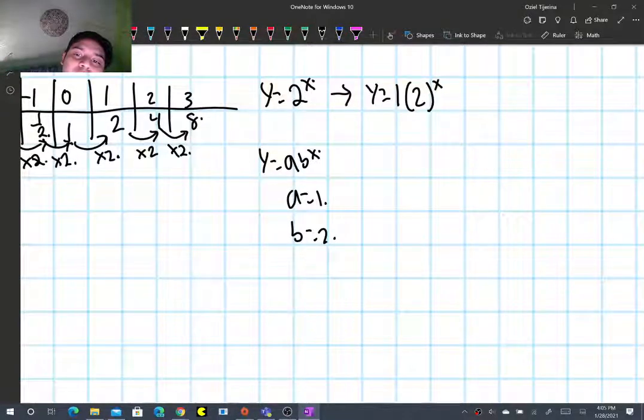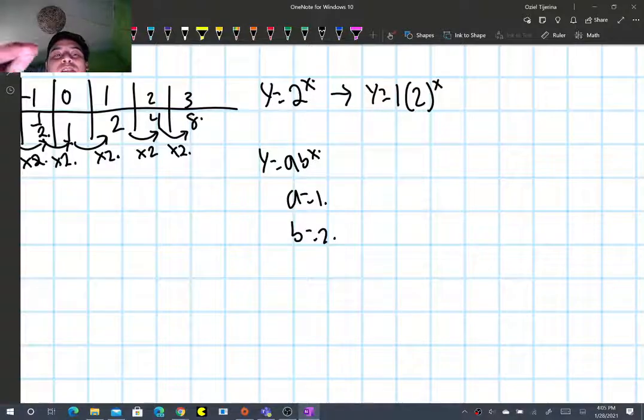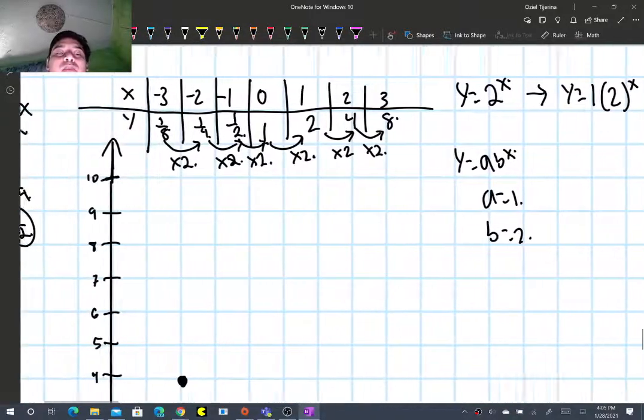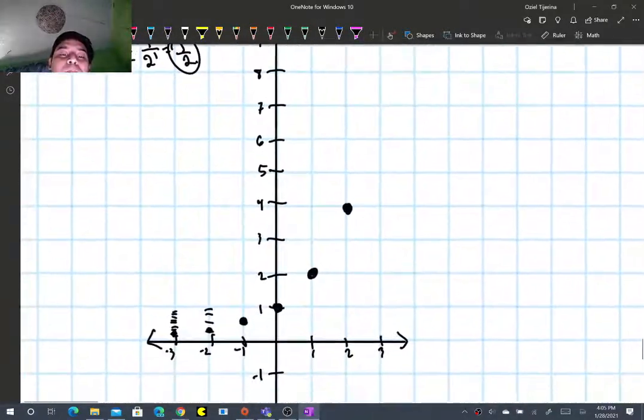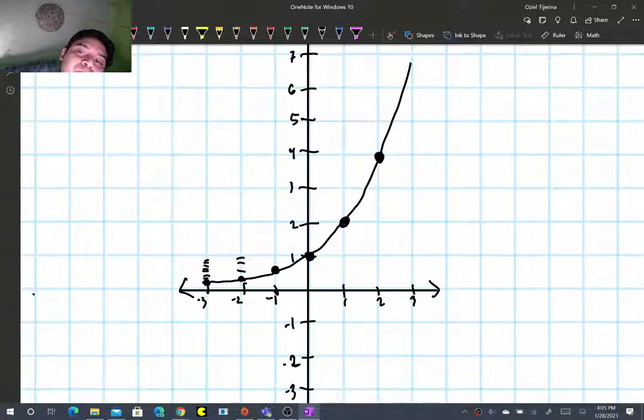Now there are other functions where they give you y equals 3 times 4.5 to the x. You have to just pay attention to how it looks. The best way, though, that I would graph these is by table of values. That will be the best way to do it if you are really, really stuck on how to actually do it. So this would be our function here.